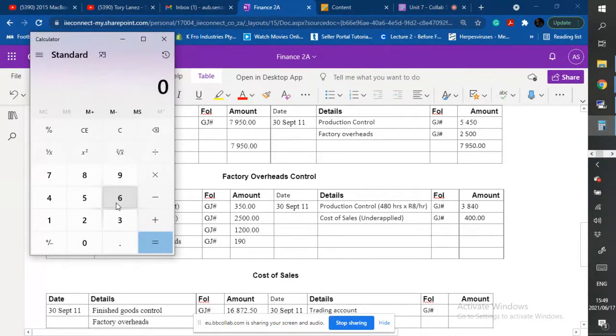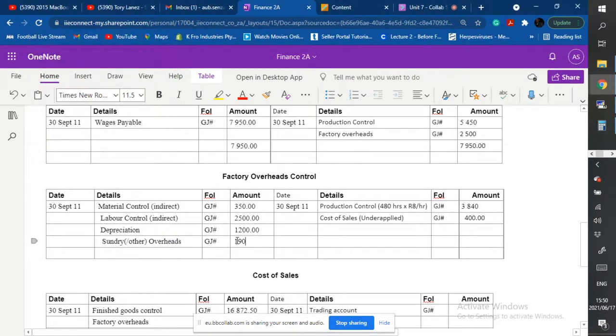On the one side, that's going to give you 4,240 on the credit side. Then here, let's say 350 plus 2,500 plus 1,200 plus 190. We get the exact same thing on both sides. Cool, so that's perfect. 4,240. Yes, I believe that's what we got. 4,240. Correct? Yes. Cool.